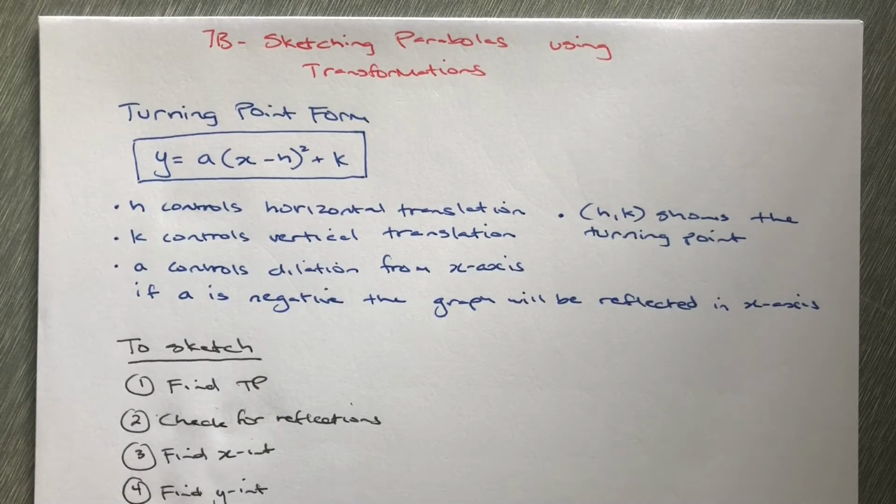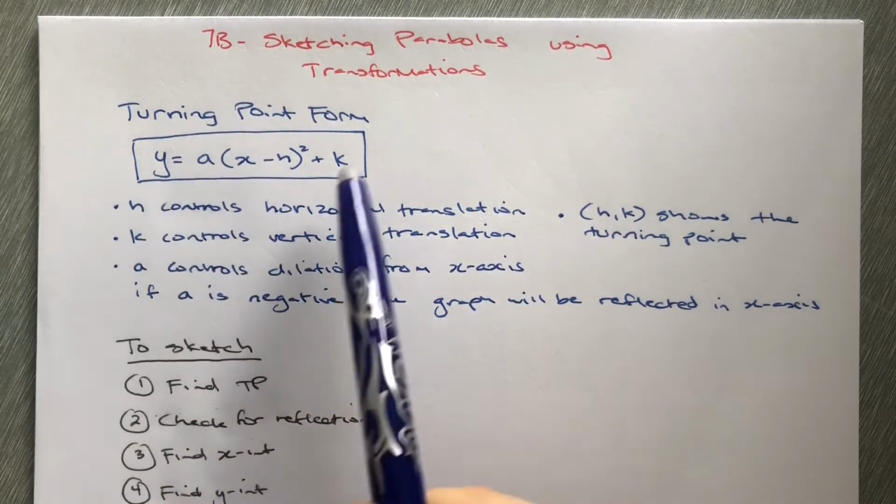Hey, year 10. Now we're up to 7B, which is actually sketching parabolas. Now, quadratic functions come in a few different forms, but one of them is turning point form, and that's what we're going to use to sketch parabolas to start with. Now, turning point form looks a little bit like this.